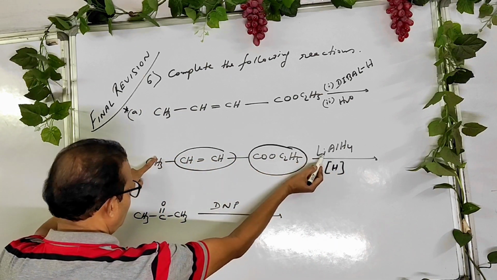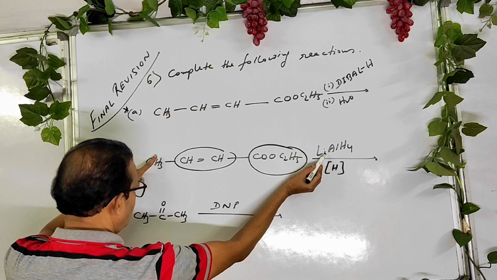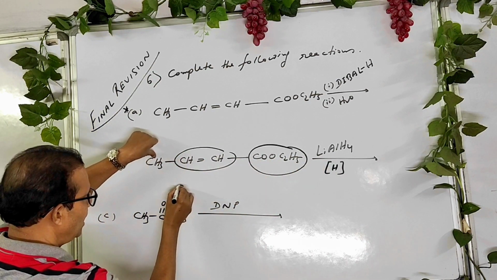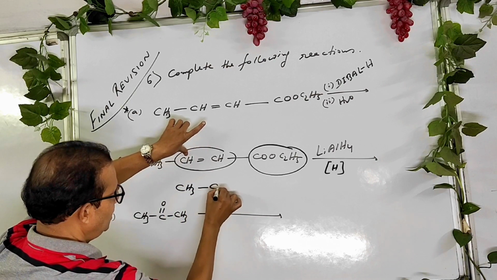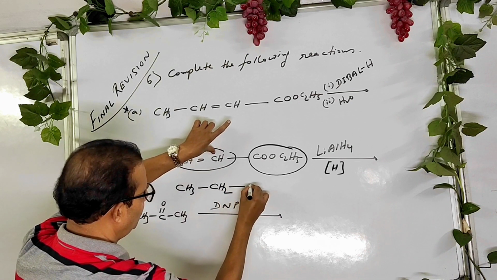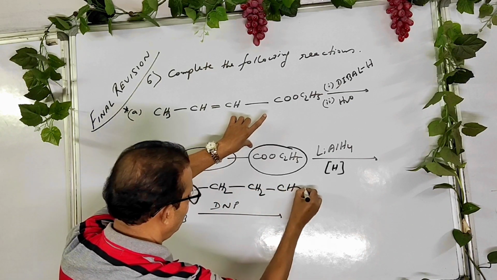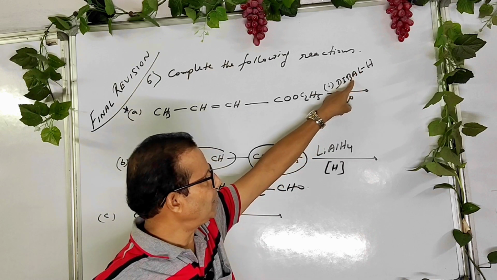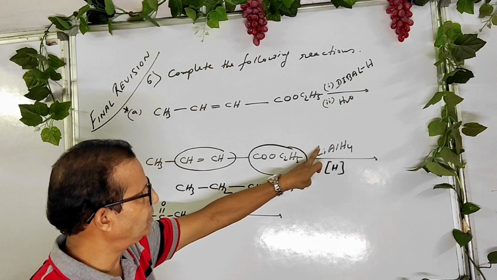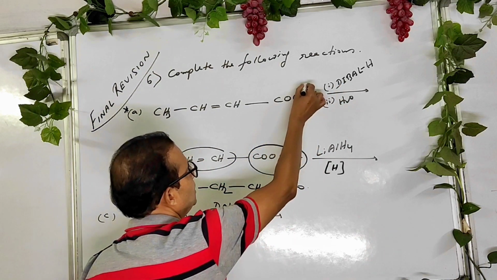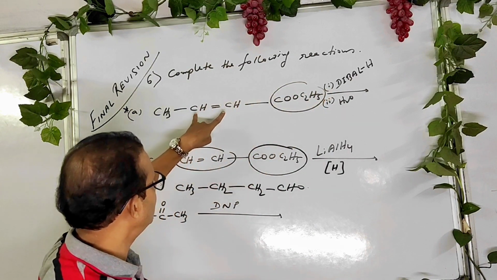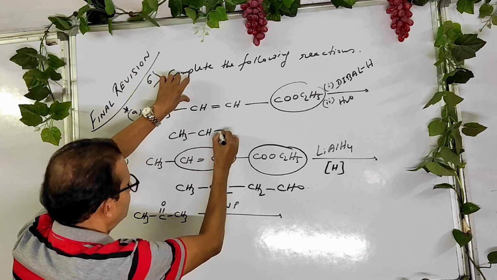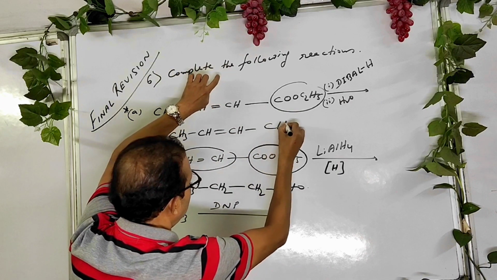So listen, being a very strong reducing agent, lithium aluminium hydride reduces both the double bond as well as the ester. See the product as it is: CH2 double bond changes to single bond CH2 and you get aldehyde here. Diisobutyl aluminium hydride is a weaker reducing agent than lithium aluminium hydride. That's why it reduces only this. It does not reduce the side chain. So the product you get is CH double bond CH, here CHO.